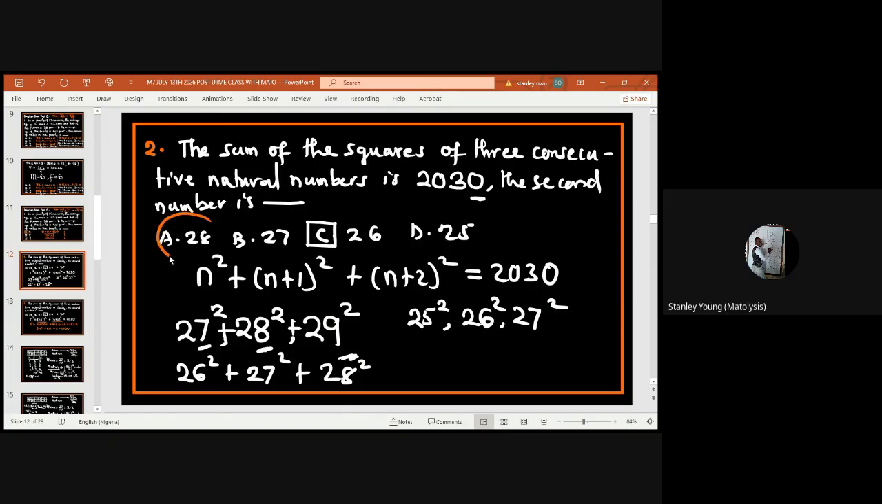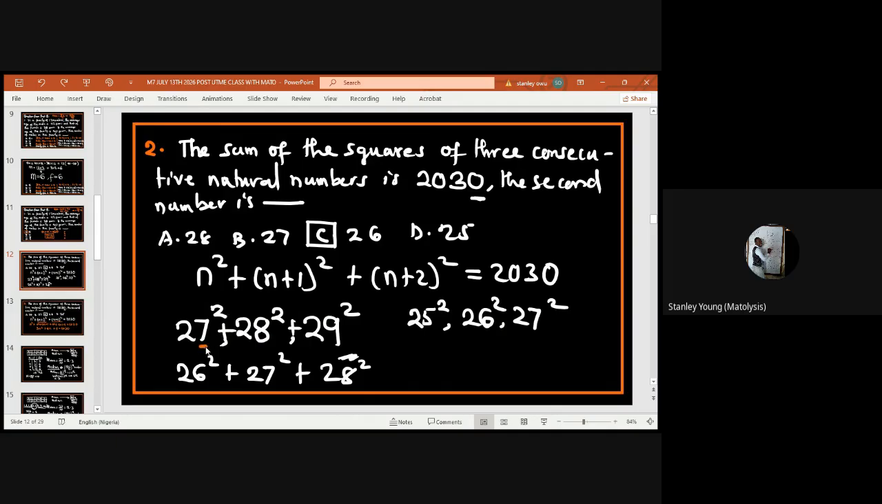Like in this case, the question wants you to find the second number. It's telling you that the sum of the squares of three consecutive numbers is 2030. We are looking for the second number. So if we assume that the answer is 28, and 28 is at the middle, we'll do 28 square plus 27 square to the left and 29 square to the right. You can use a calculator, but even using a calculator here is still not smart.